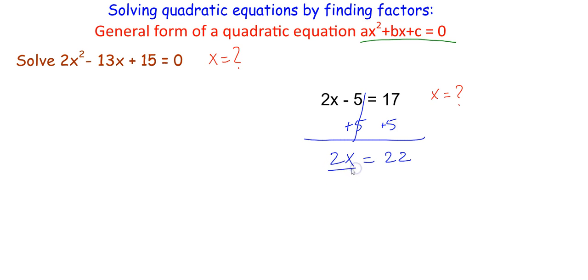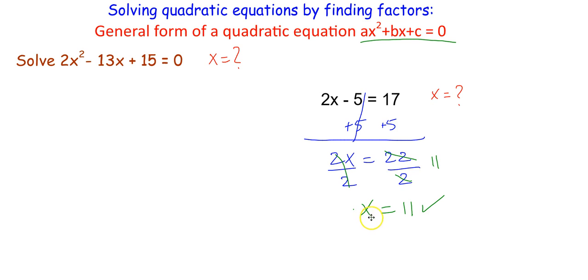Then you will divide both sides by 2 because 2x is equal to 22. I need only one x, therefore I divided by 2 on both sides. So 2 and 2 cancel. Here 2 can divide 22 11 times, hence x is equal to 11. That's the value of x in this linear equation.